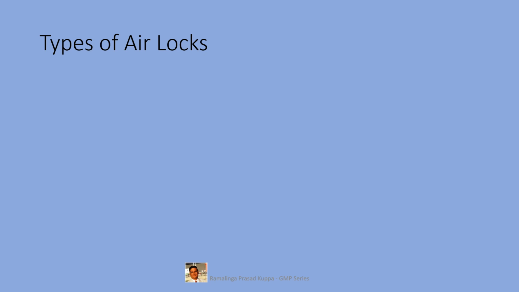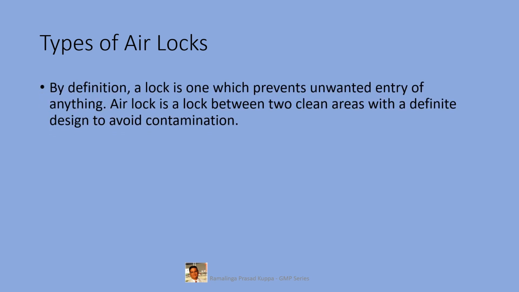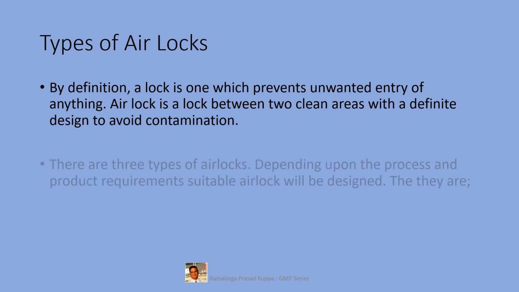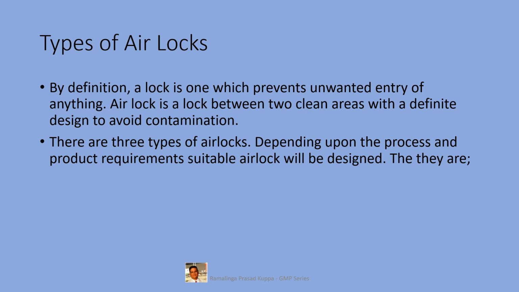Let us see the types of airlocks. By definition, a lock is one which prevents unwanted entry of anything. Airlock is a lock between two clean areas with a definite design to avoid contamination. There are three types of airlocks. Depending upon the process and product requirements, suitable airlocks will be designed.